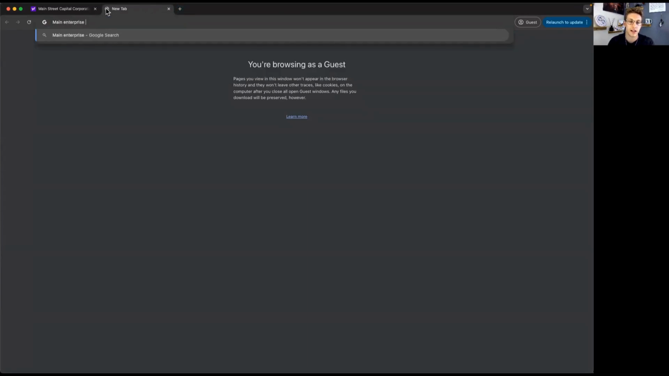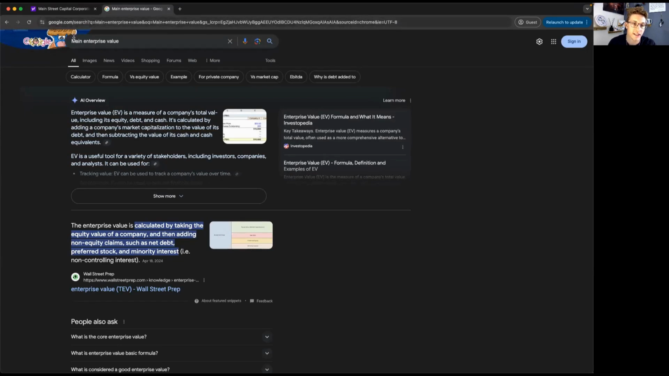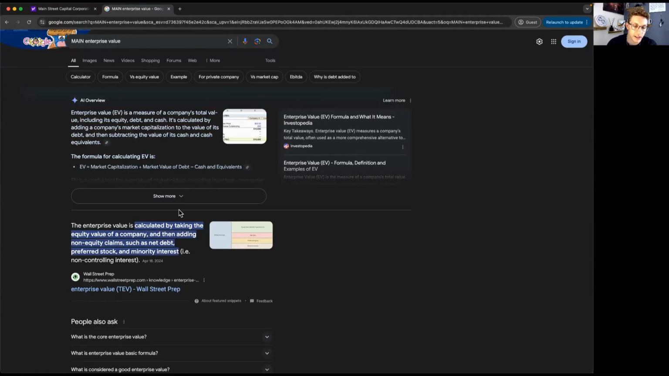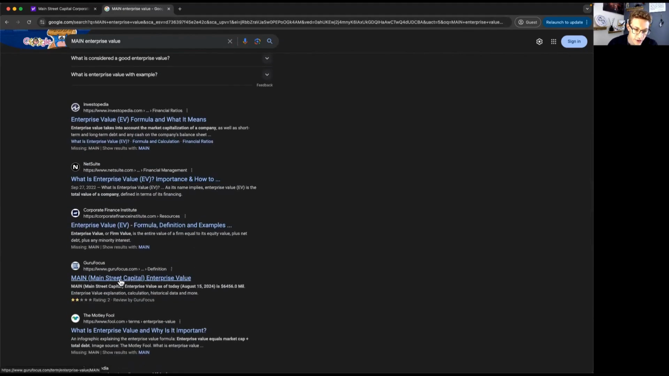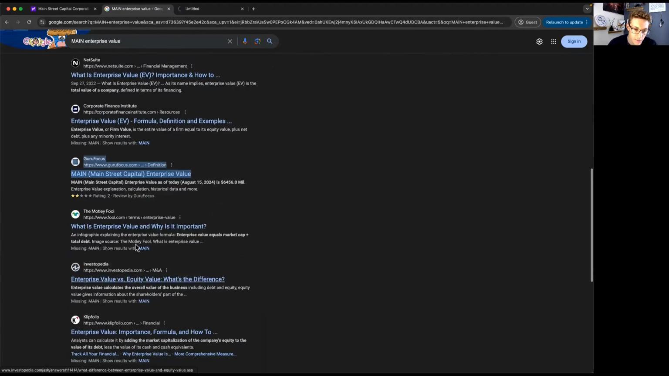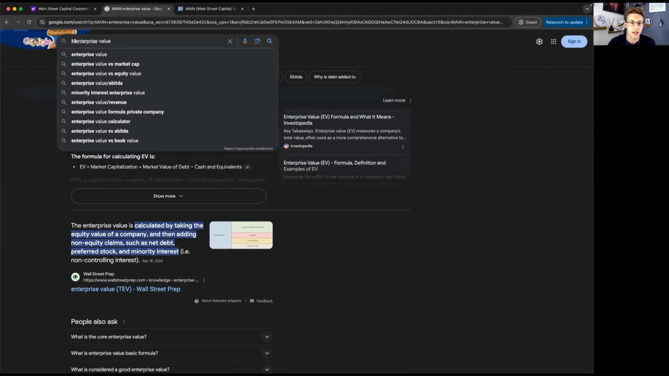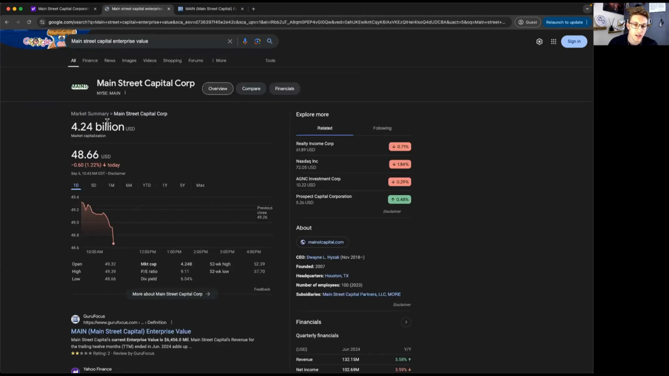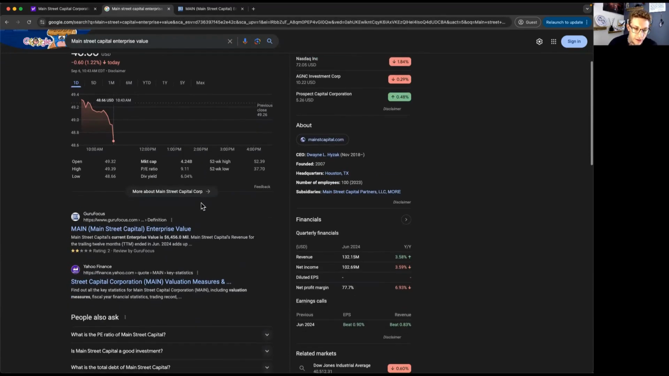enterprise value and see what Google has to tell us. Okay, fine. Let's put this in caps and see if that helps. Enterprise value of Main Street Capital enterprise value. This is what I want right here. I may have to just look it up by the full name. Street Capital enterprise value. Okay, well, that's market capitalization. They're saying 4.24 billion. I don't know if I believe that though.